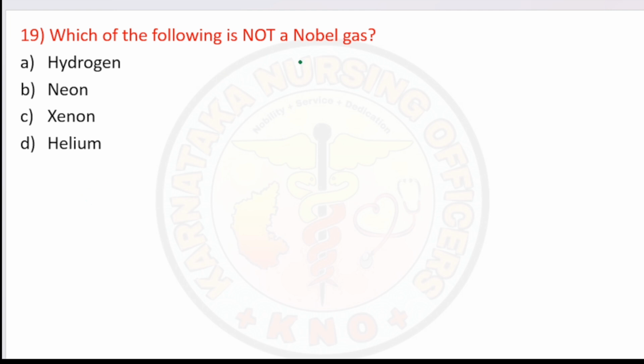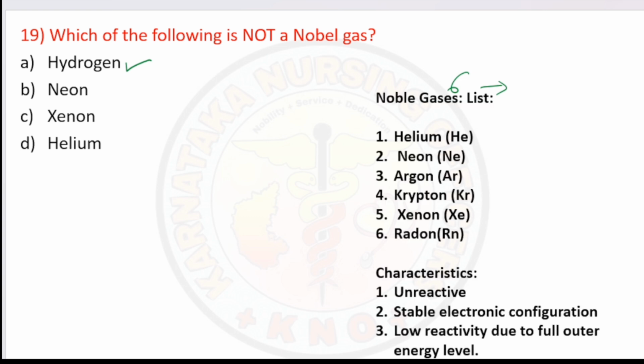Which of the following is not a noble gas? The options are hydrogen, neon, xenon and helium. The correct answer is option A, hydrogen. Hydrogen does not belong to the noble gases. There are 6 noble gases present in the periodic table, and the list is helium, neon, argon, krypton, xenon and radon.